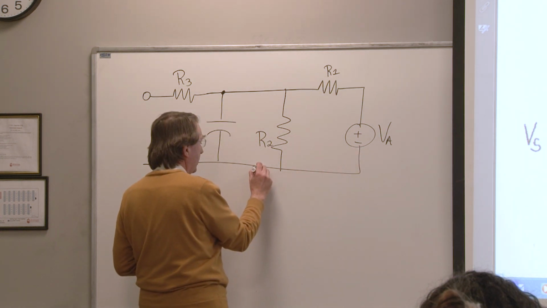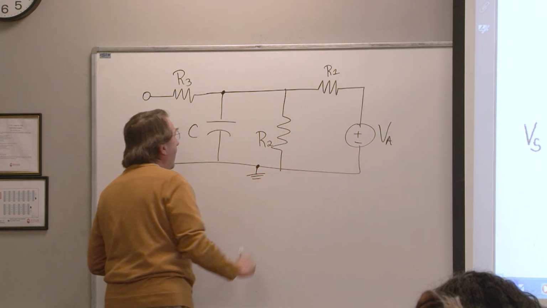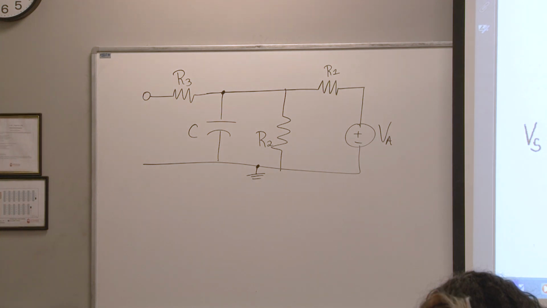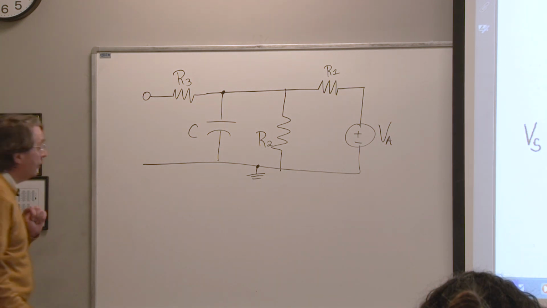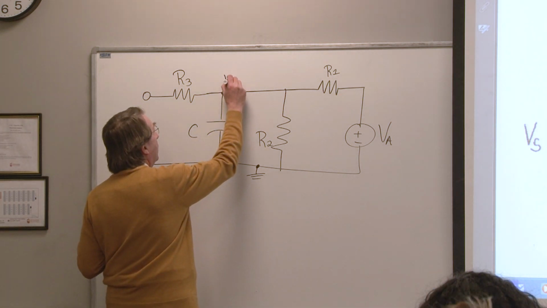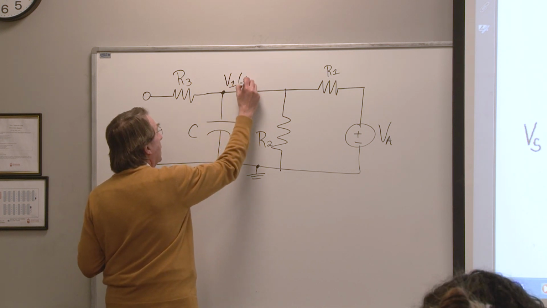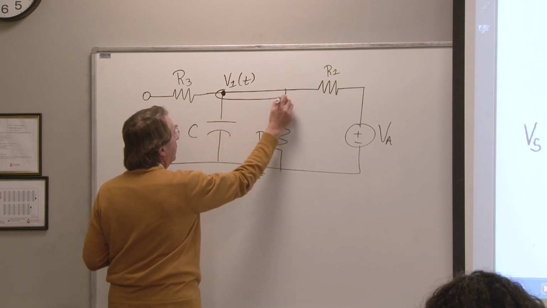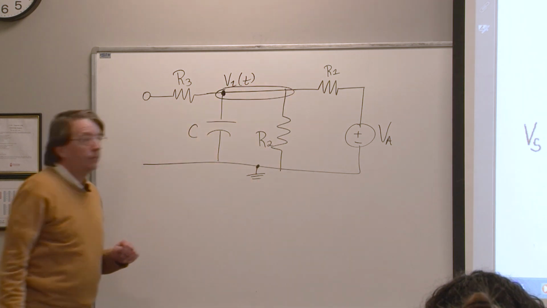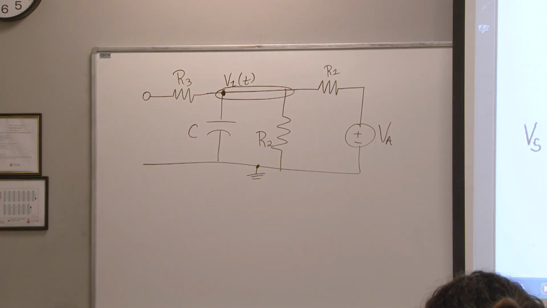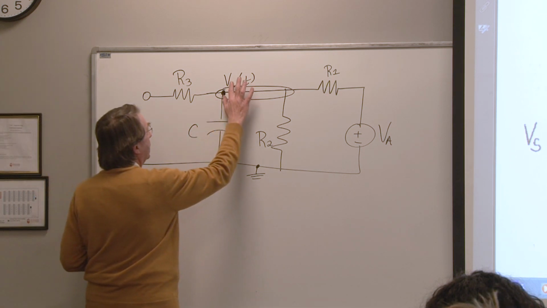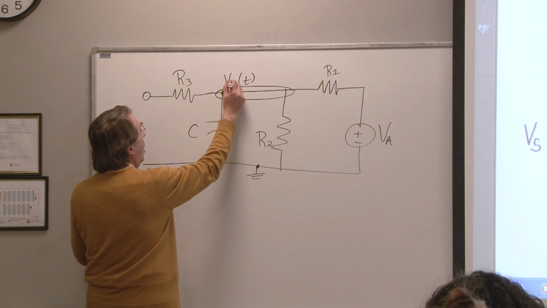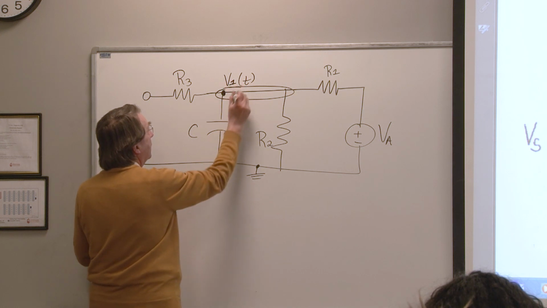And this is ground. And there we have it. Now I have to add, where is V1 of t? Tara, you know this. V1 of t is this node, but it's all of this, right? Because it's just a single wire. I overwrote the subscript here. Let me correct that. This is V1 of t.